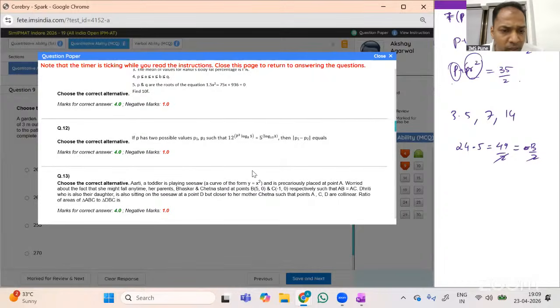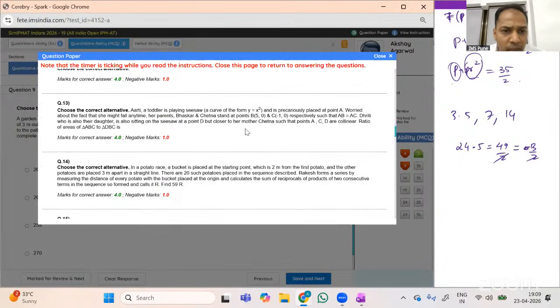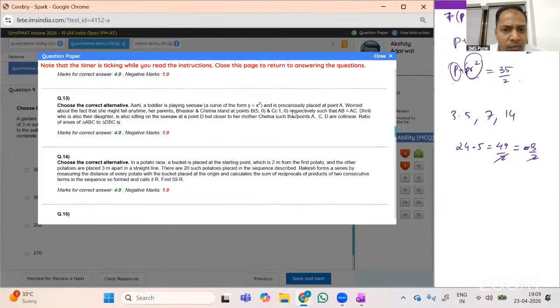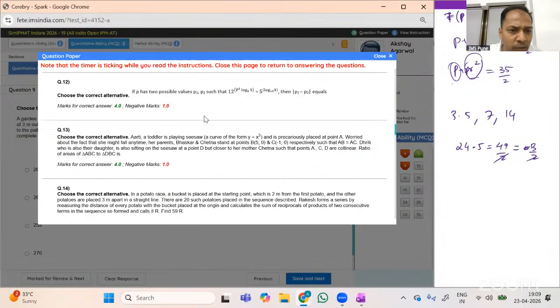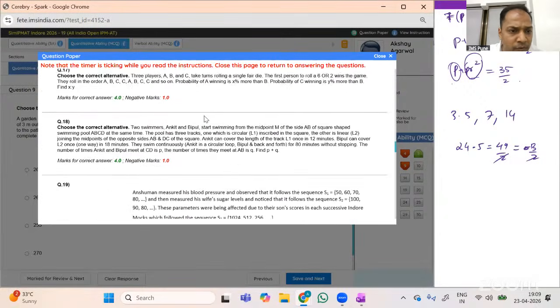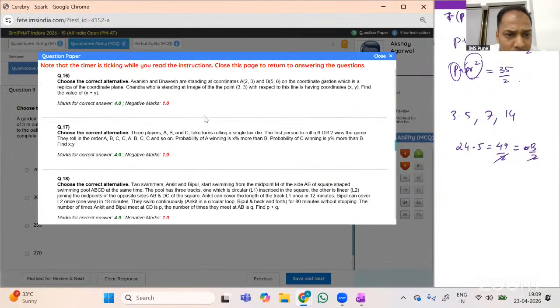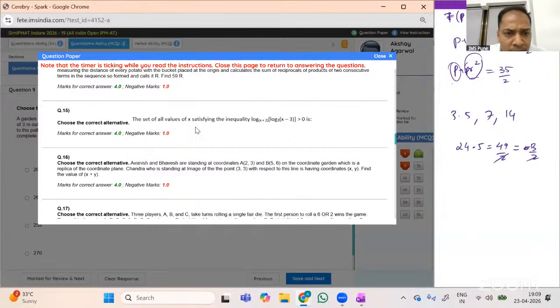I'll just look into the 12th one, 13th question. Question number 13, a toddler on a precarious point placed at point A, worried about the fact that she might. Okay, I'll skip the 12th one for now. 13th, I'll try. Potato bucket race, 2 meters, fresh potatoes. Is there any easy question which I might not want to miss? I think the 15th one, set of all values of x satisfying this.